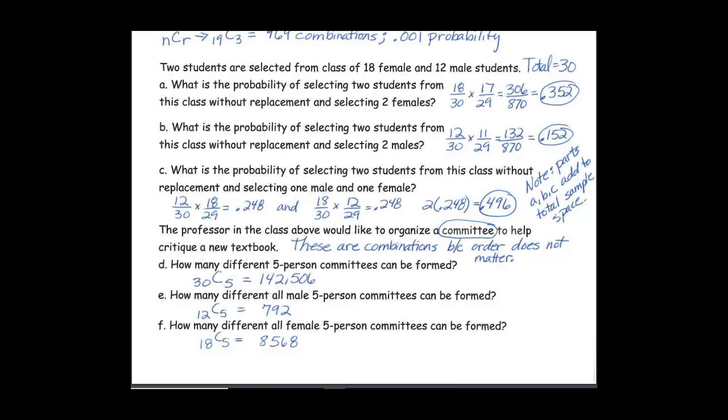and F. The professor in this class above would like to organize a committee to help critique a new textbook. These are combinations because the order does not matter in a committee. It doesn't matter who is selected first, second, third, or fourth. The committee is the committee. So we're going to be using our combinations key to meet each of these features. So you can look that over, give that a shot, and check your work here.